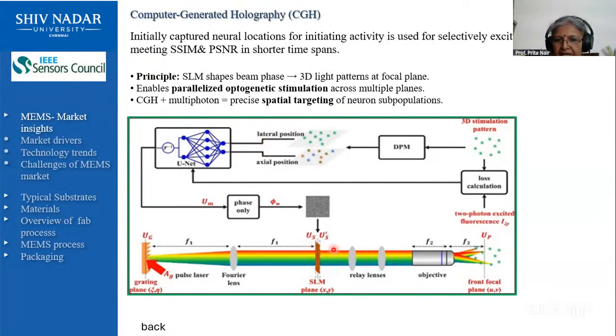And you have a spatial light modulator, which is actually an array of liquid crystals. So you send the light through, and the intensity of the light can be controlled. The phase of the light can also be controlled. So you are doing that to generate an interference pattern which matches the profile of how you should excite the neurons.